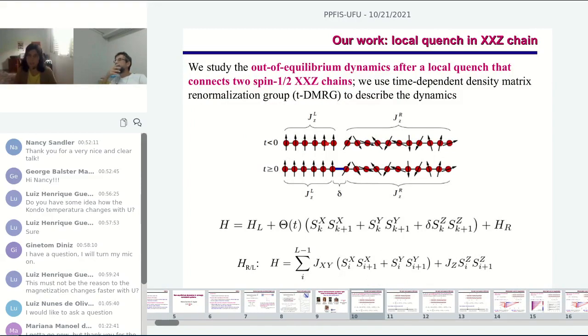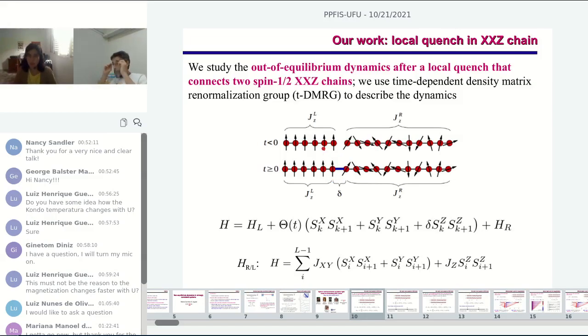What we did first, before the quench, we had two spin chains. One was prepared in a ferromagnetic phase, and the other one was prepared in a paramagnetic phase. And at t equal to 0, we connected them. It's a local quench because we just connected them here in the middle.